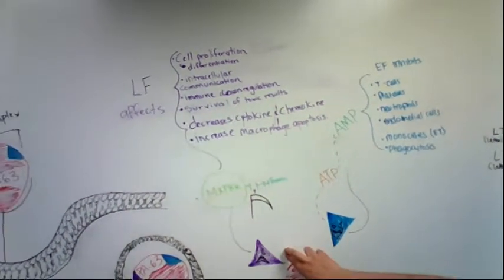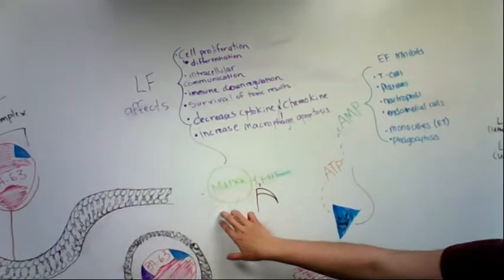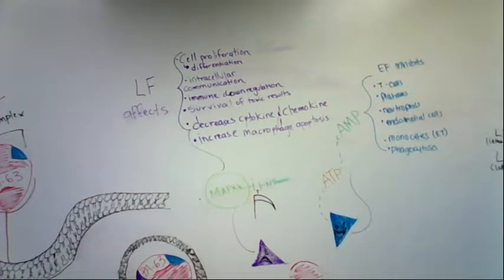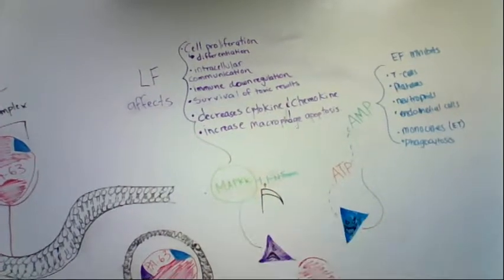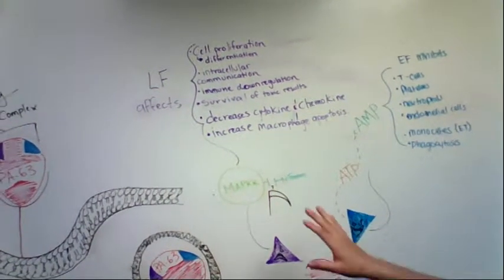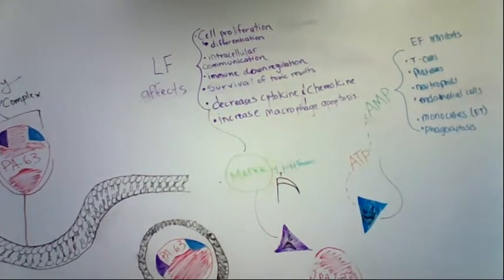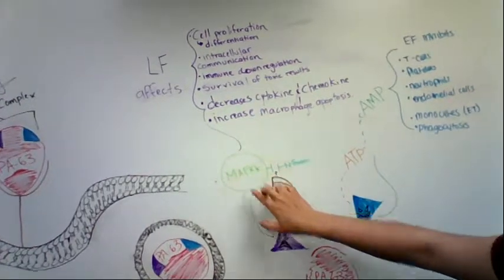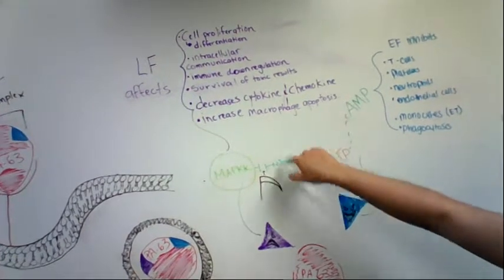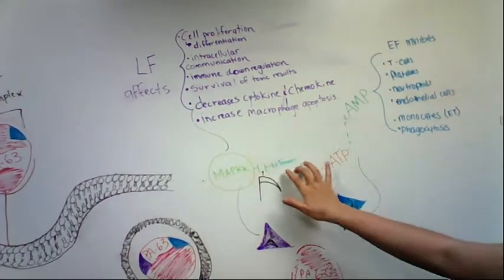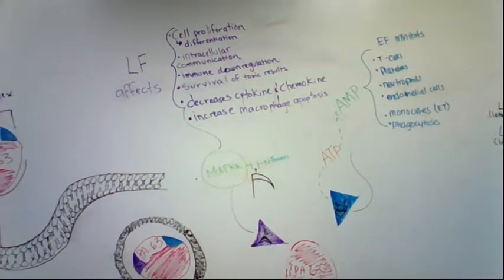The lethal factor has a different function. It targets the MAPKK, which is a mitogen-activated protein kinase inside the cell. This is actually responsible for different biological processes such as cell proliferation, differentiation, and others. What happens is the lethal factor cleaves off the N-terminus part of the MAPKK. Without this N-terminus, the MAPKK cannot function in its biological processes.